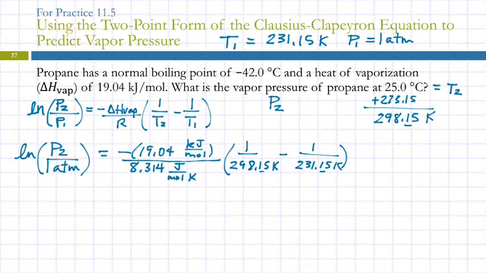So now we can do some calculating here. Because P1 is 1, P2 divided by 1 atmosphere is just P2. So the natural log of P2 equals, and then we have to talk to our calculators carefully. Look at the units. Is there a problem with those units? We've got kilojoules up here and joules down here. So we would like to get those the same.